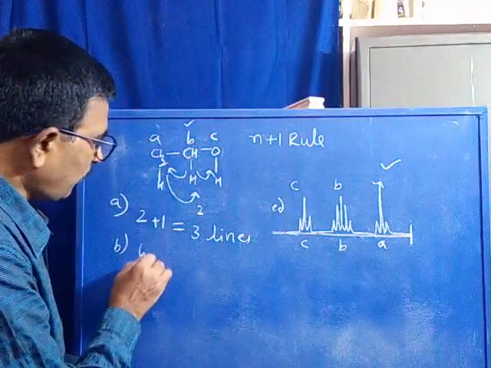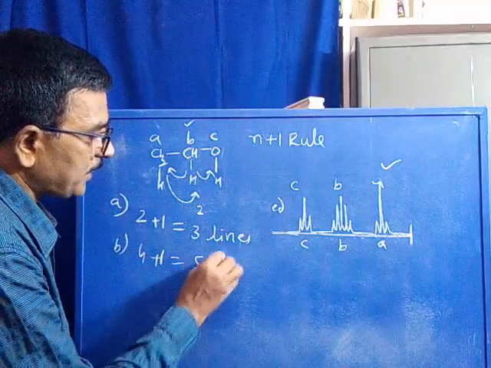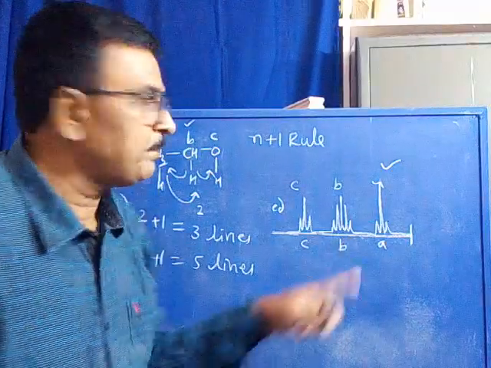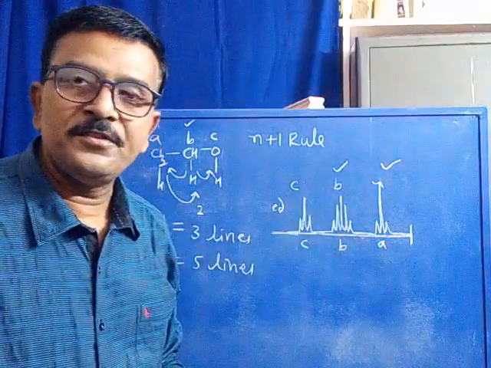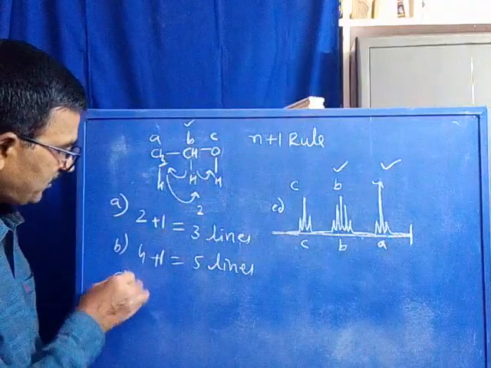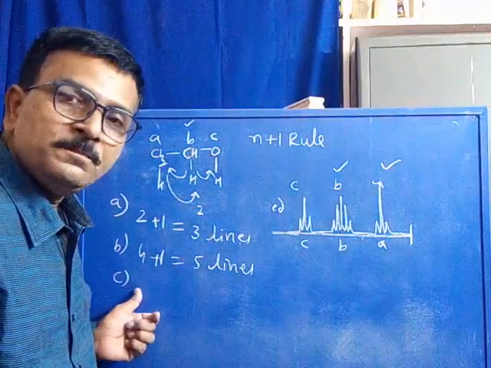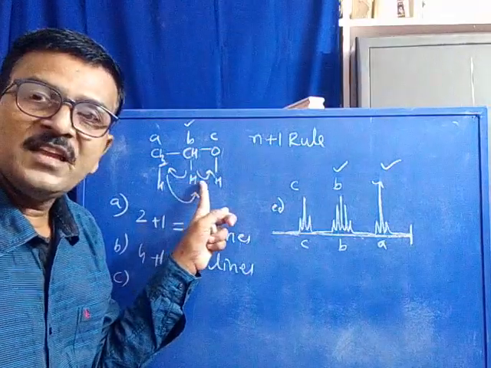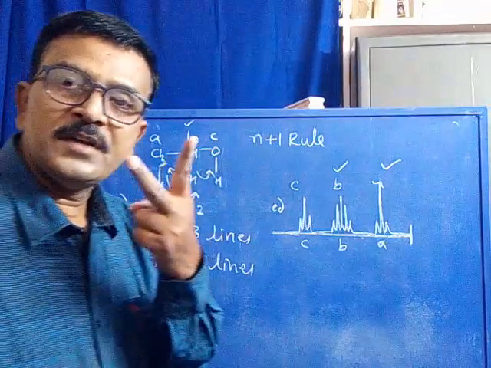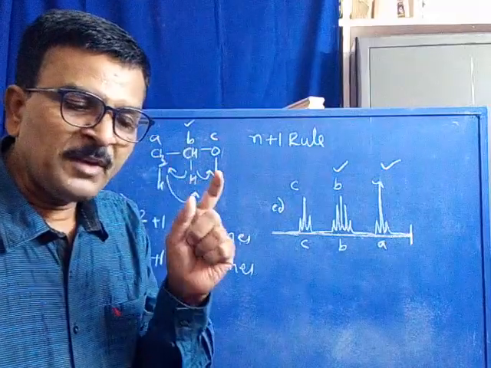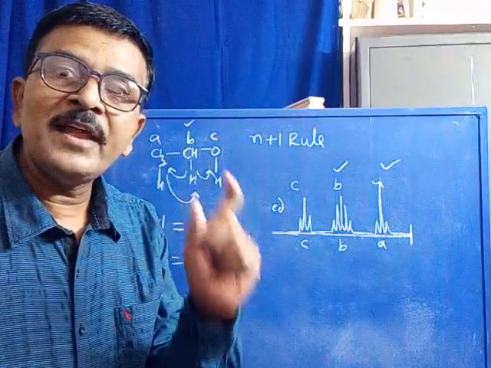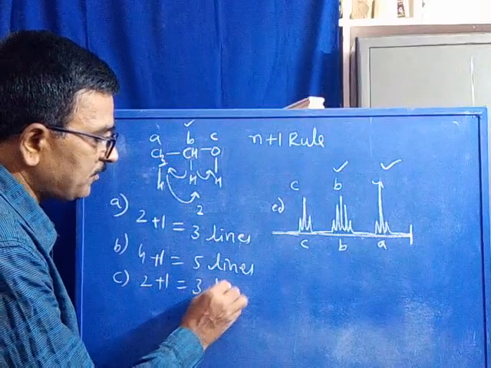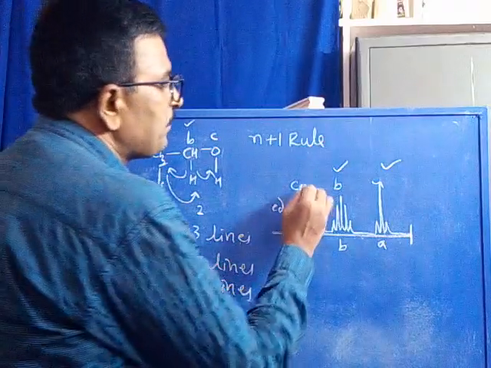Therefore, 4 plus 1 is equal to 5 lines. Therefore, the CH2 signal appears with 5 lines. In the same way, for the OH proton, which is coupled with only the CH2 protons, there are two adjacents. That means for the OH proton, the N value is 2. 2 plus 1 is equal to 3 lines. So it appears with 3 lines.